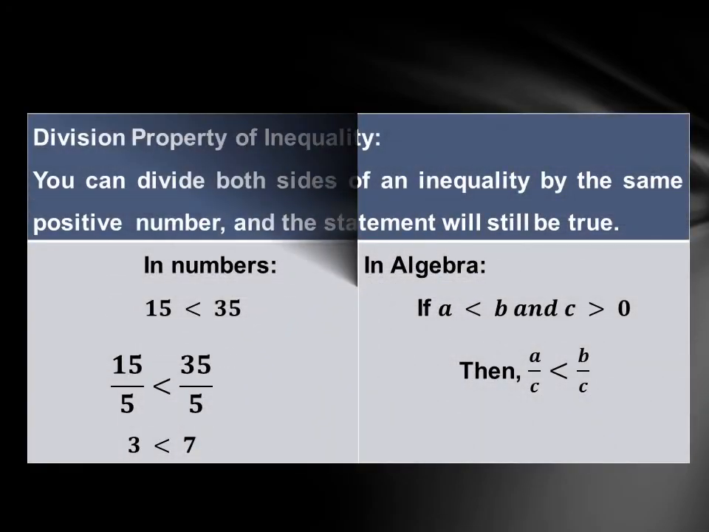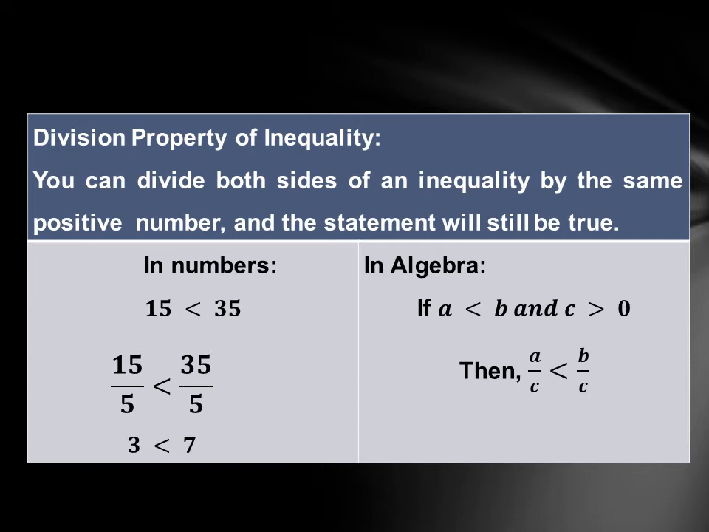The last property of inequality is the division property. You can divide both sides of an inequality by the same positive number and the statement will still be true. In numbers, if we have 15 is less than 35, then we divide both sides by 5. It becomes 15 divided by 5 is less than 35 divided by 5. Simplifying, 15 divided by 5 is 3, and 35 divided by 5 is 7. So 3 is less than 7, and it is true.